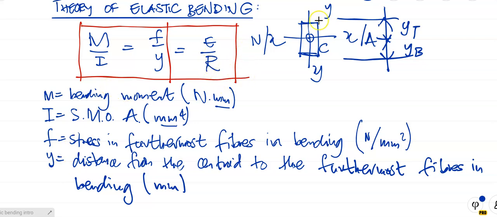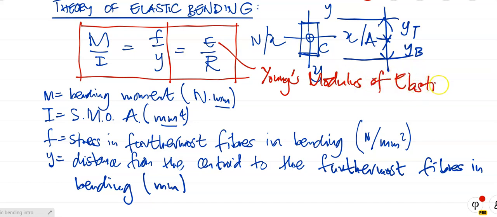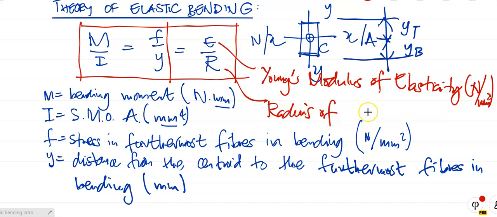And E is Young's modulus of elasticity, and it's measured in newtons per millimeter squared, or it's in newtons per square meter. And R, from the previous note I spoke, is the radius of curvature. And it's a distance, so it is in millimeters.